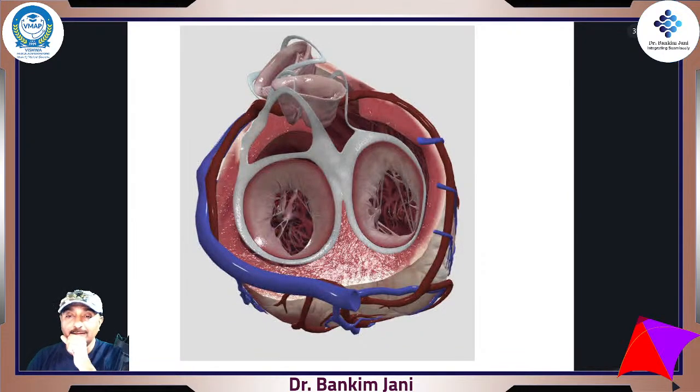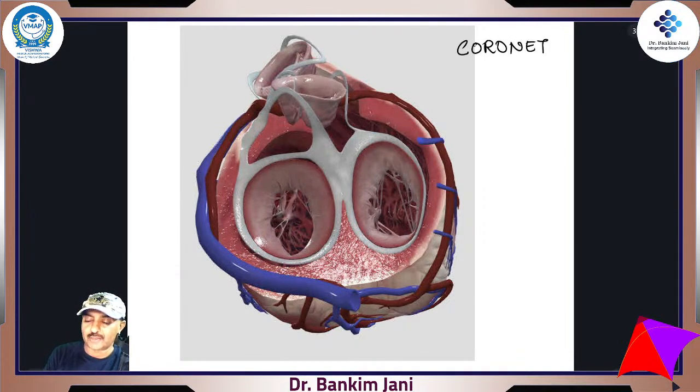Another point which we haven't discussed yet is what is called the coronet. Coronet means it's sort of a crown. Now these valves, these are the high pressure valves. So there is a fibrous ring. This ring is the fibrous ring.